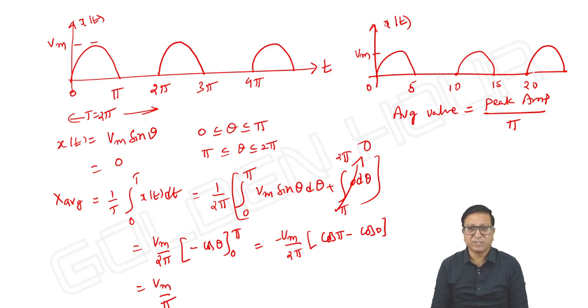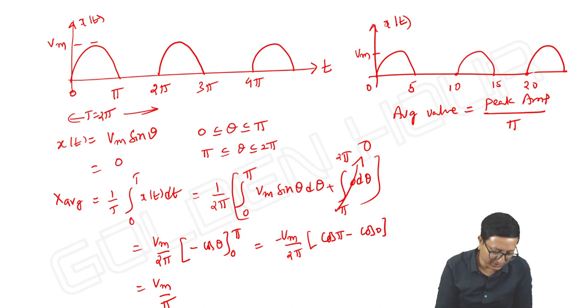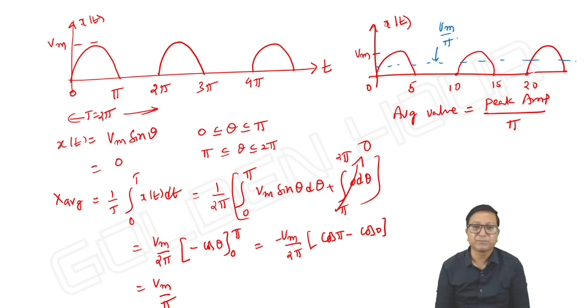Done. This is right. Average amplitude means it's an imaginary line. Think of the average marks of a particular class. What is the average percentage of the class? Average mark of the class. So if it is Vm, then it is Vm by pi. It's an imaginary line. That average value is also known as a DC value.